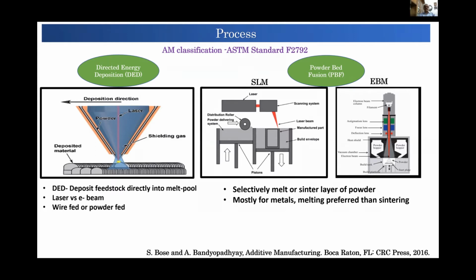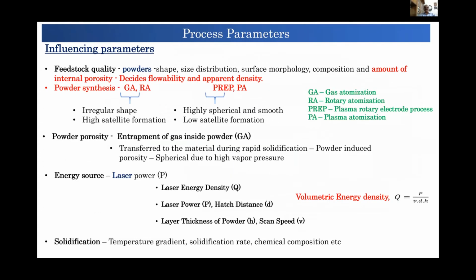The first one also has an advantage that one can feed it with wire as well as with powder. Wires have another attribute that one can use them for fabricating large parts with this technique. There are various process parameters which influence the whole process.